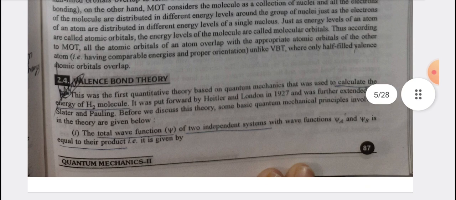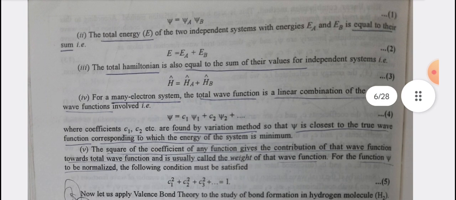2.4 Valence bond theory. This was the first quantitative theory based on quantum mechanics that was used to calculate the energy of the H2 molecule. It was put forward by Heitler and London in 1927 and was further extended by Slater and Pauling. Before we discuss this theory, some basic quantum mechanical principles involved in this theory are given below. First, the total wave function psi of two independent systems of wave functions psi a and psi b is equal to their product. That is, psi equals psi a psi b.